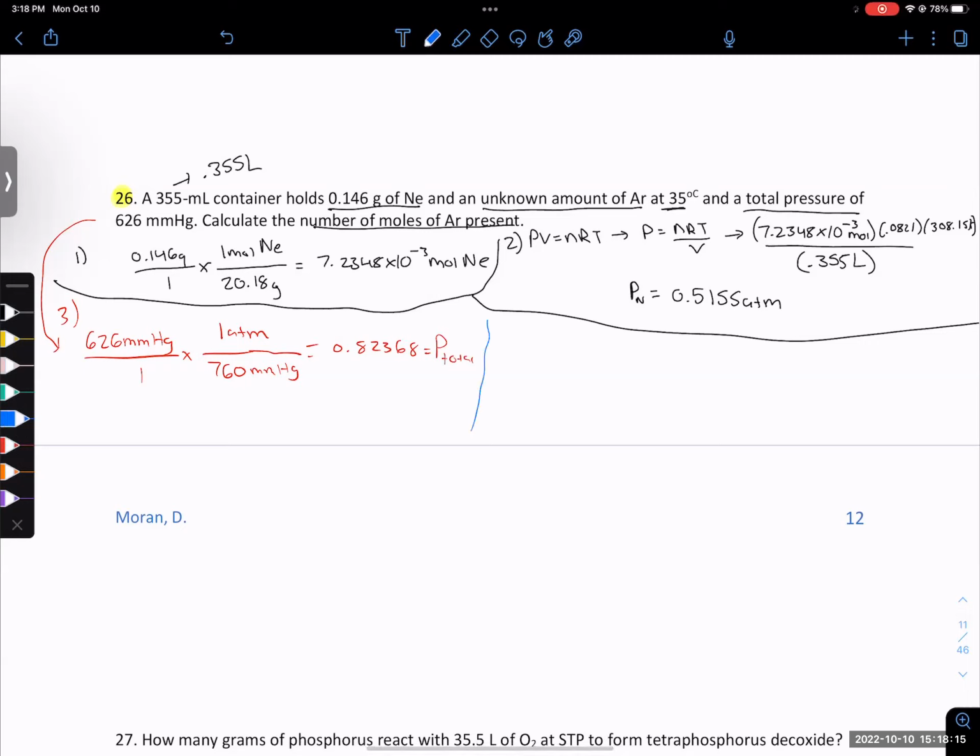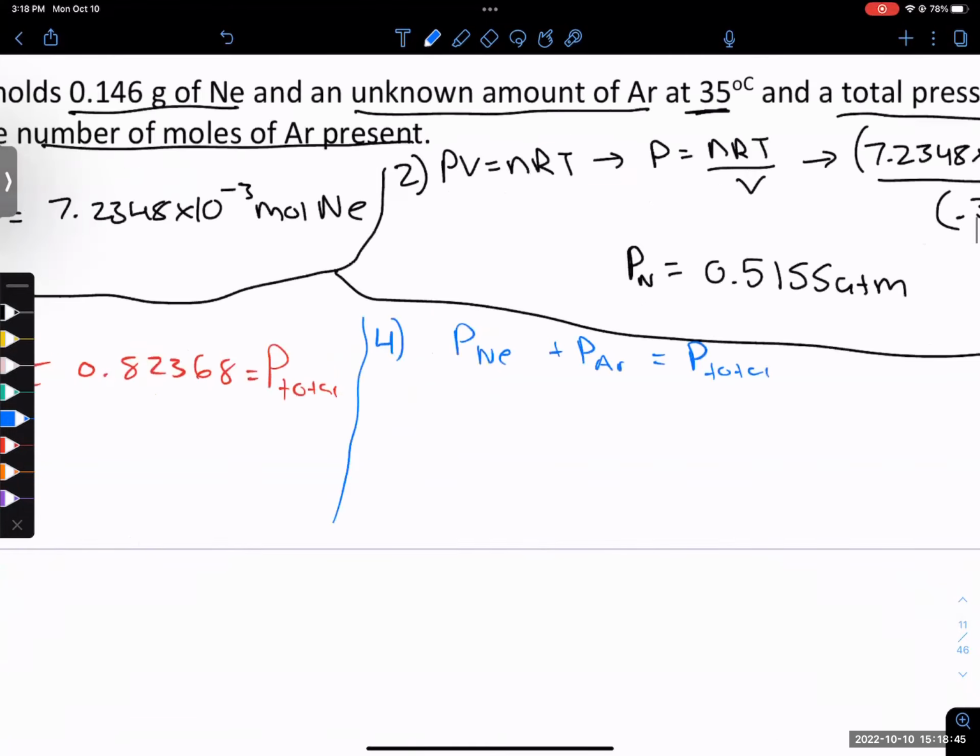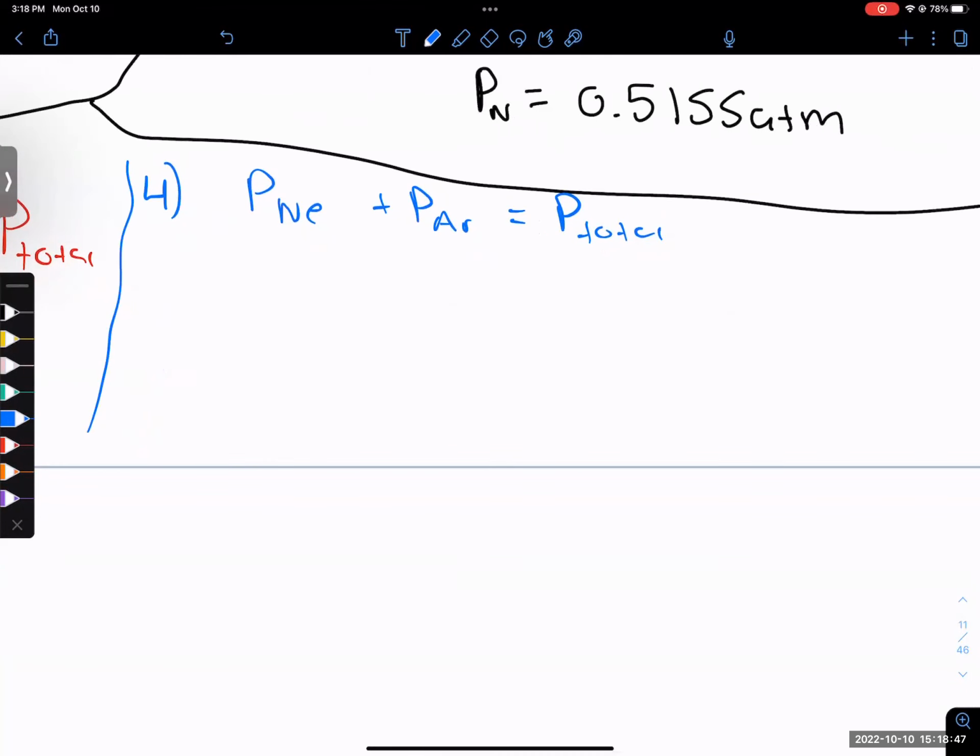That's step 3. Step 4, what we need to do next is utilize the principle of Dalton's law of partial pressure. So the pressure of one component plus the pressure of another component equals the total pressure. So in this case, we have neon and argon, right? So the pressure of neon plus the pressure of argon is equal to the P total. Okay. That's Dalton's law of partial pressures.